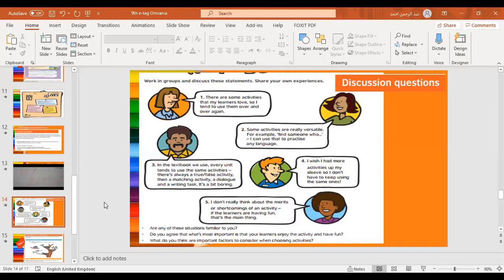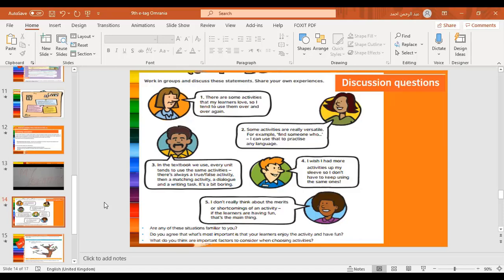Teacher number two says some activities are really versatile. For example, find someone who: the student gave us some information about himself, and he tries to find someone who has the same information. For example, I like the yellow color, and I will search for students who like the yellow color. I like to eat bananas, and I would like to search for students who like to eat bananas. My favorite subject is science, and so on. This is the second teacher.